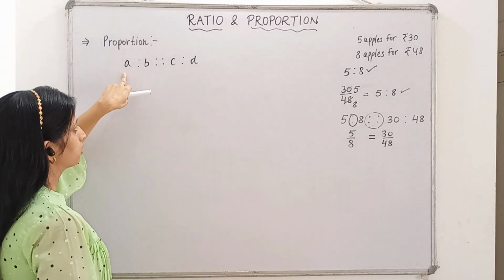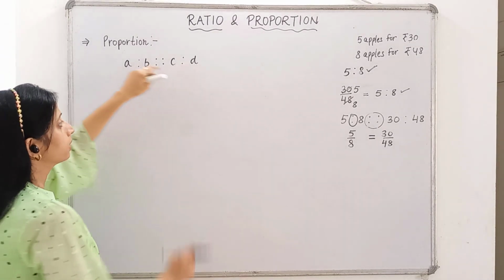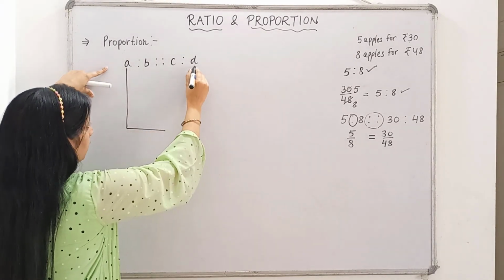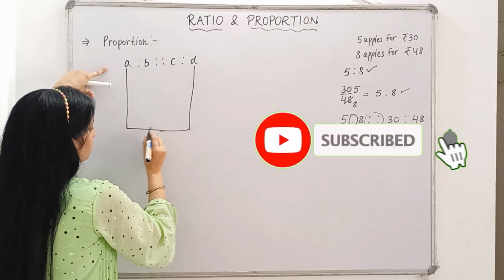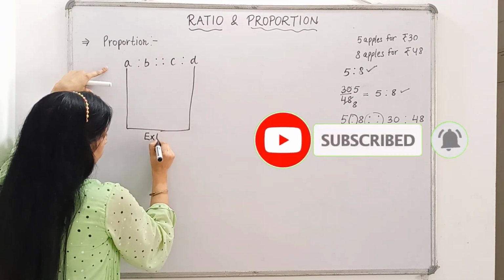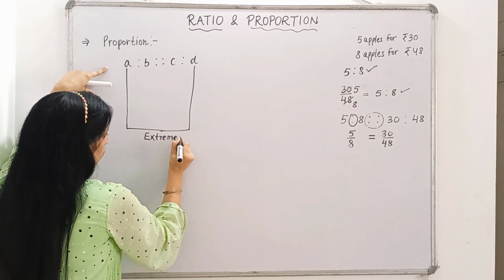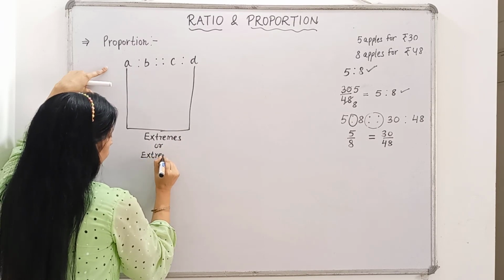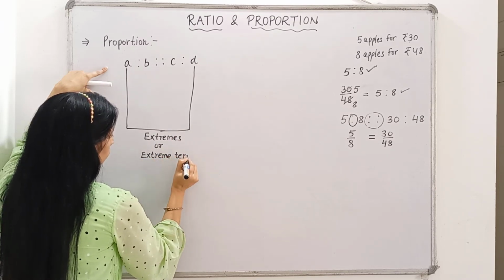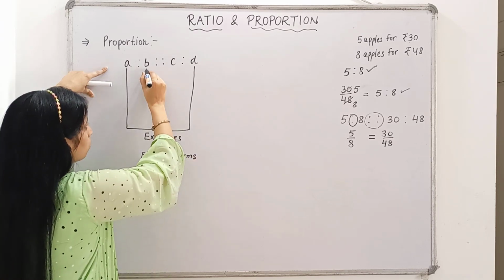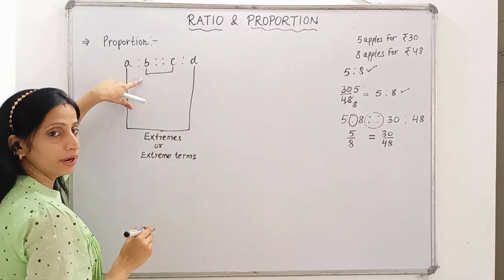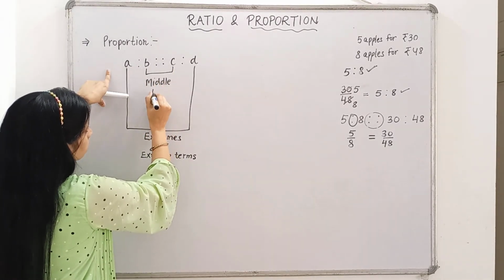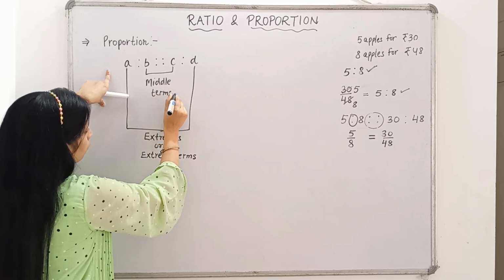Here are 4 terms. First term, second term, third term and fourth term. But these two terms are at the extreme ends. Hence, these will be known as extremes, or we can say extreme terms. Okay, and these two terms you can see are at the middle. So hence these two are middle terms, or we can say means.